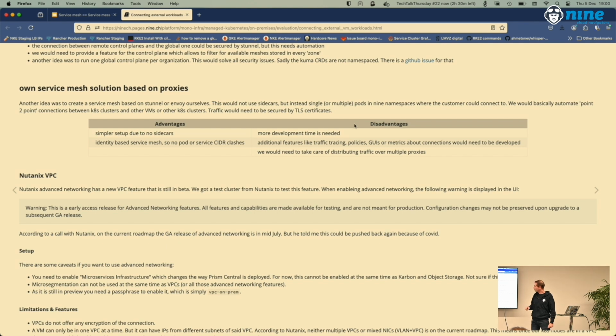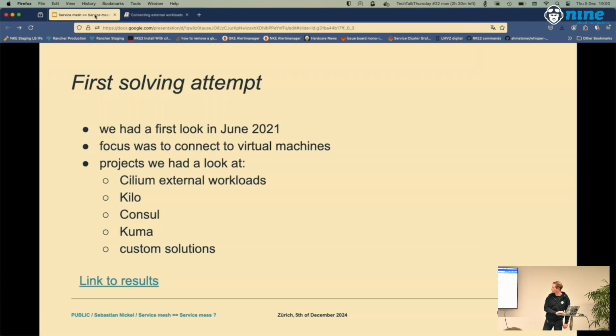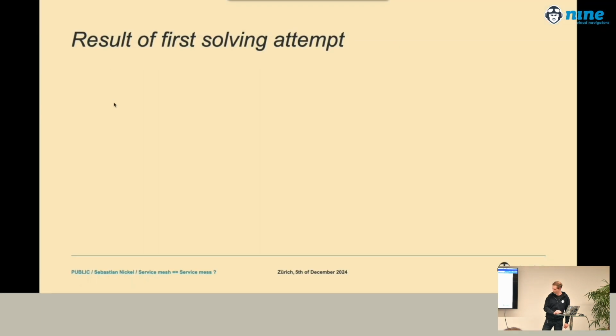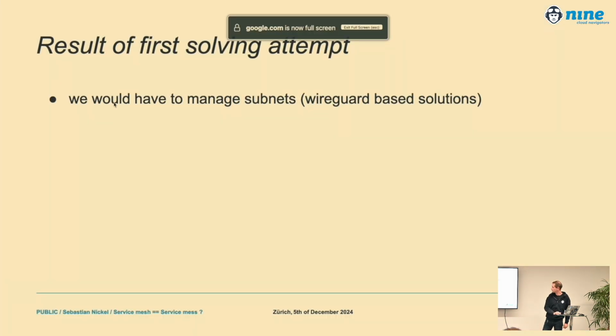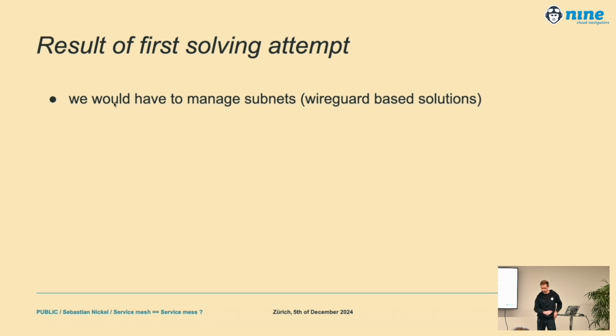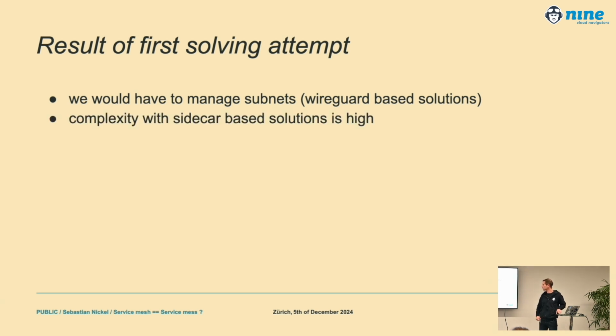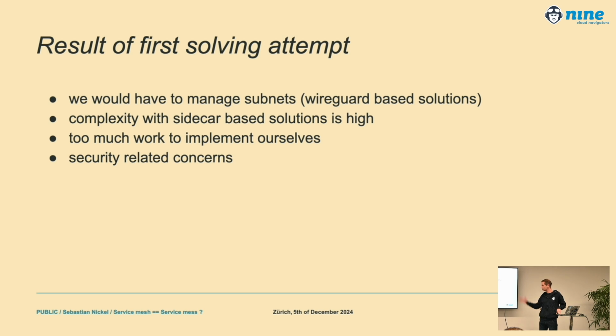Yeah. So overall, going back to the whole thing here, the results: we would have to manage subnets with those WireGuard-based solutions. Complexity clearly is too high with sidecar-based things. And if we want to come up with something ourselves, it's way too much work. Security-related concerns for Kuma, right? The whole issue that certificates and keys are stored everywhere.